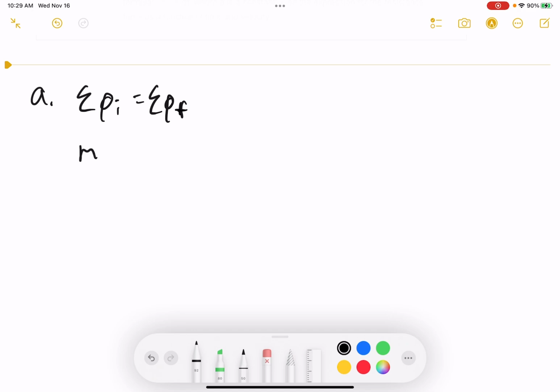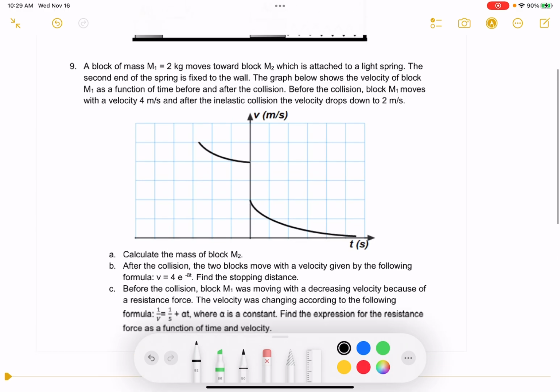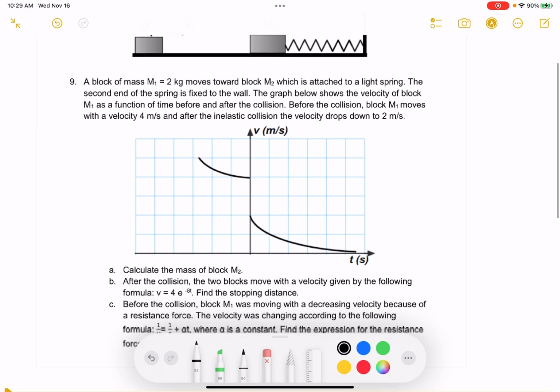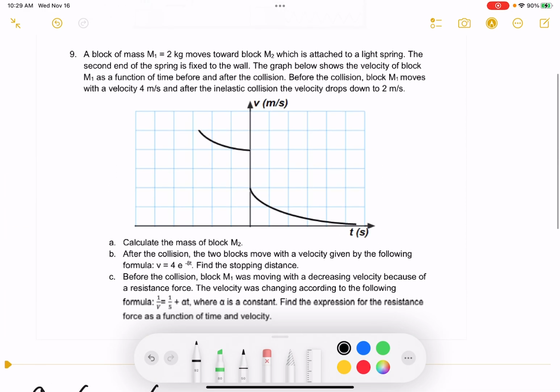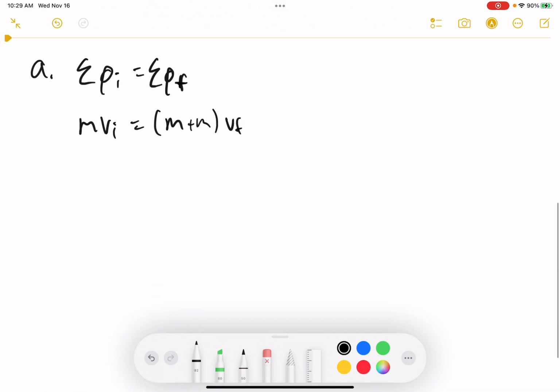We have one object moving at the beginning, so that will be m v_i equals, they collide and stick together, so it'll be (m plus m) v_f. And they tell us both of the velocities. It starts at 4 and drops to 2. My initial mass is 2, so I have 2 times 4 equals (2 plus m) times 2.